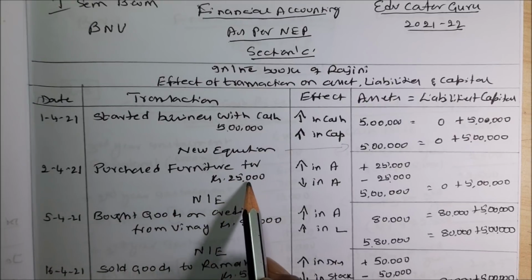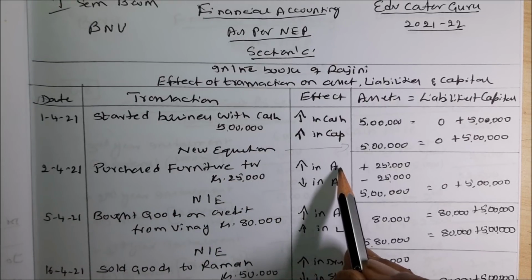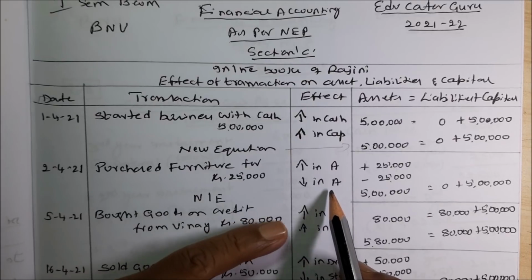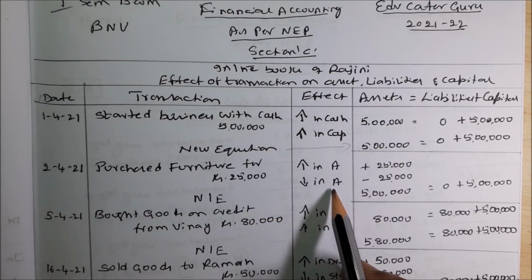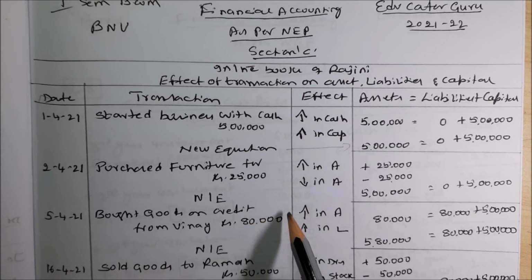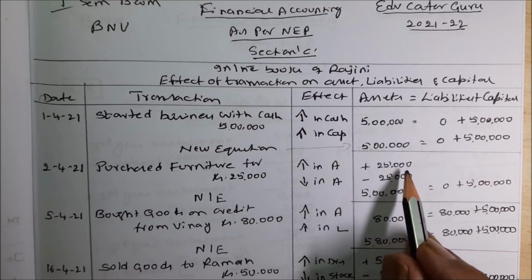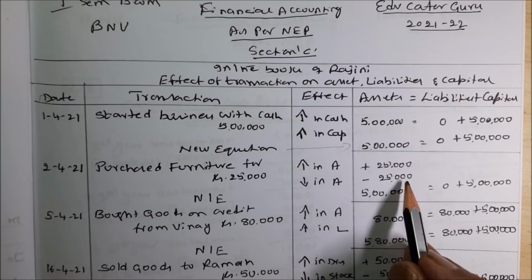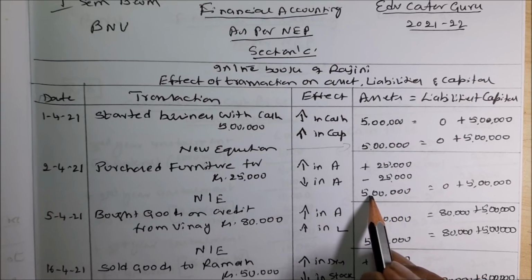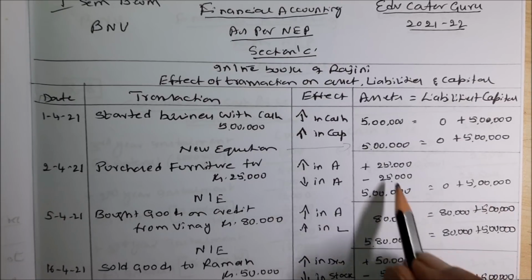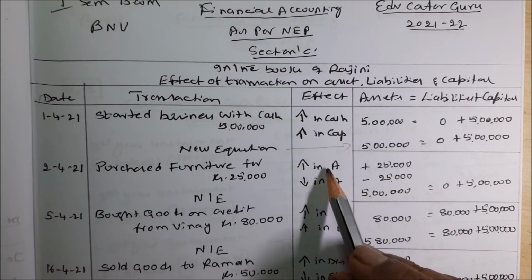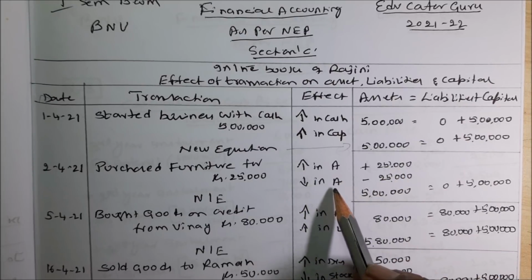Purchased furniture for rupees 25,000. When you purchase furniture, the asset furniture increases, whereas cash decreases. That means plus 25,000, minus 25,000. Net change is 0. Again your equation is 5 lakh and 5 lakh, because no change. One asset is coming in, the other asset is going out.